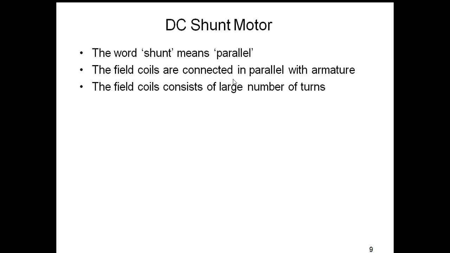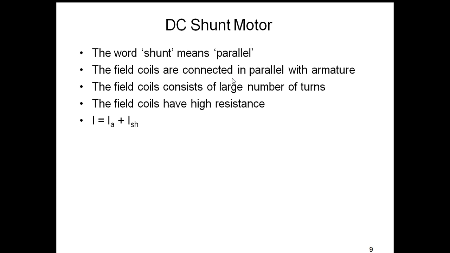and the field coils consist of a large number of turns. As there are a large number of turns, the length will be more, hence the resistance of these field coils will be high. And this is the shunt field winding.